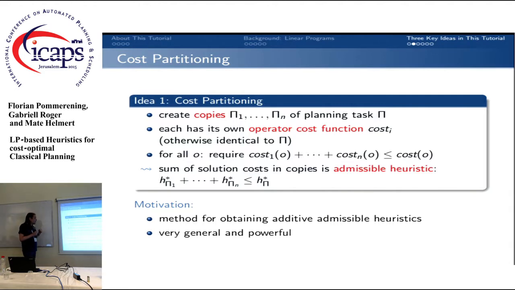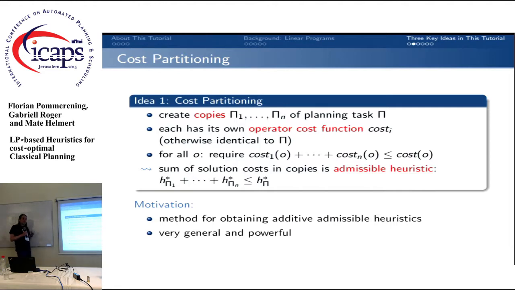And you impose a constraint, namely, if you look at one particular operator and the cost that you assign to the operator in each of your copies, then it cannot sum to more than the original cost. So if it costs 10 and you split it in 3 copies, one thing you can do is assign costs of 7, 3, and 0. That's fine. That sums to 10. You couldn't do 7, 4, and 2. That would be too much, right? So you have to satisfy this constraint. But apart from that, you can do what you want.